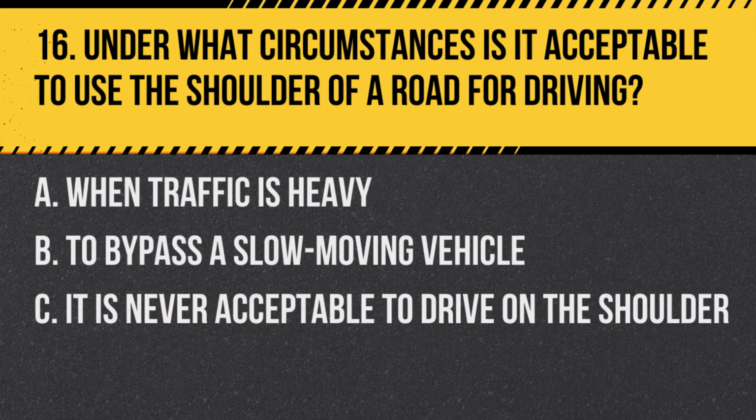Question 16. Under what circumstances is it acceptable to use the shoulder of a road for driving? A. When traffic is heavy. B. To bypass a slow-moving vehicle. C. It is never acceptable to drive on the shoulder. Answer C. It is never acceptable to drive on the shoulder. The shoulder of a road is for emergencies, not for regular driving or bypassing traffic.